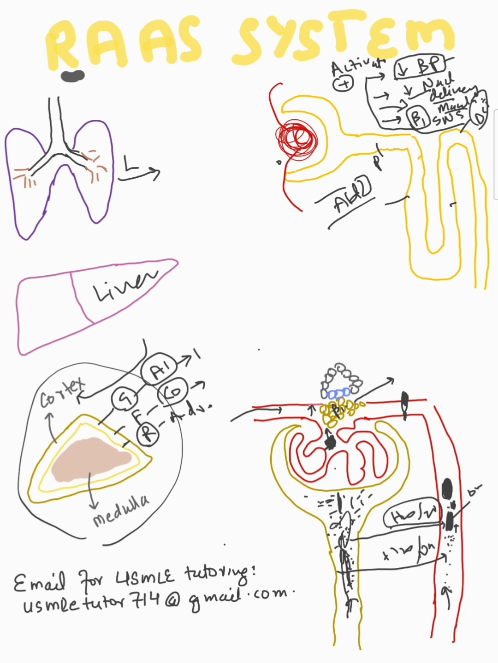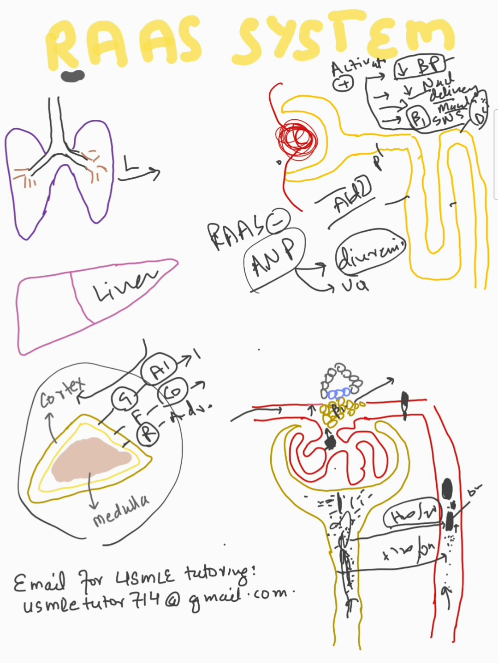Now, another thing you need to know is the RAAS antagonist. What will antagonize the RAAS system? Remember, the RAAS antagonists are ANP and BNP. The RAAS system retains sodium and water, while ANP and BNP cause diuresis and natriuresis, so they increase the excretion of sodium and water from the body. Second, the RAAS system causes vasoconstriction, while ANP and BNP cause vasodilation.